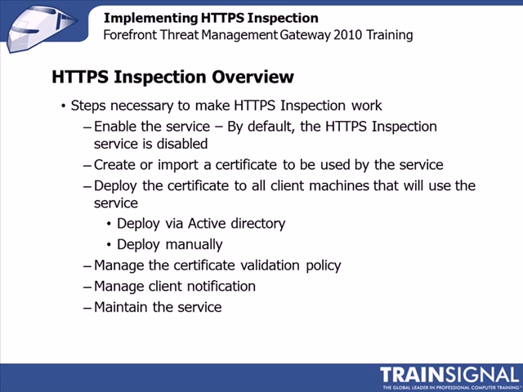You then have to deploy the certificate to all client machines that will use the service. You can deploy via Active Directory, or you can deploy the certificate manually. This certificate will provide a certification chain to fool the client into believing that the Threat Management Gateway server is authoritative for everything, which is good because you trust your Threat Management Gateway system. You then have to manage your certificate validation policy as well as client notifications. Do you want users to know that their encrypted traffic is being monitored? And then ongoing, you have to maintain the service. This may include creating exclusions from time to time and things like that.